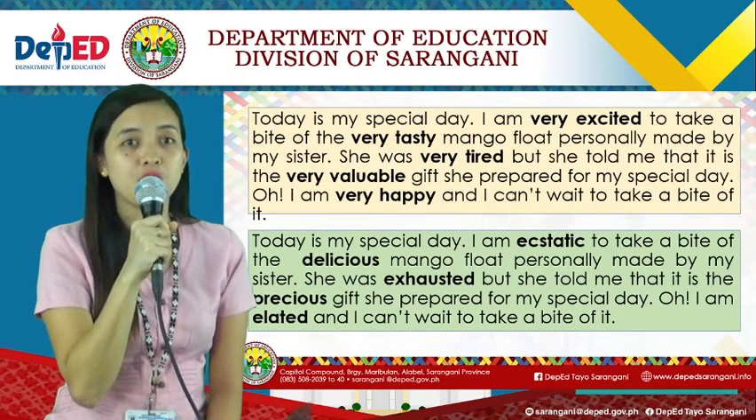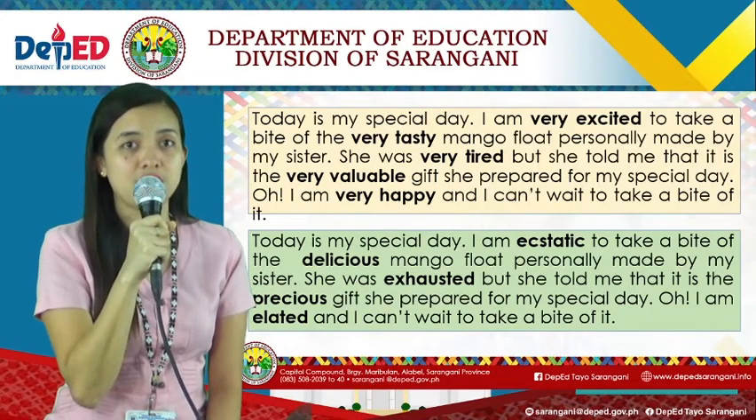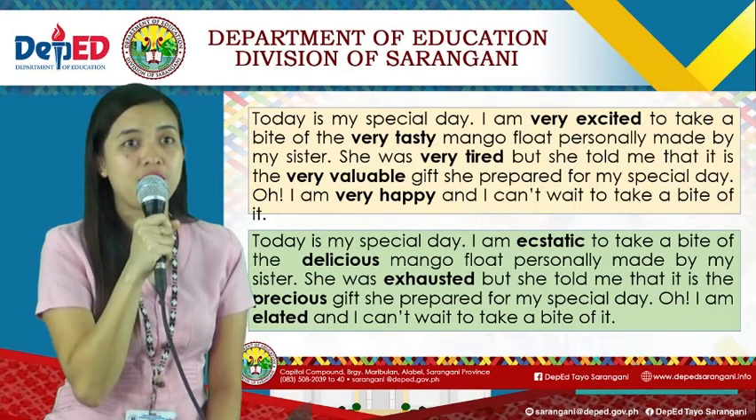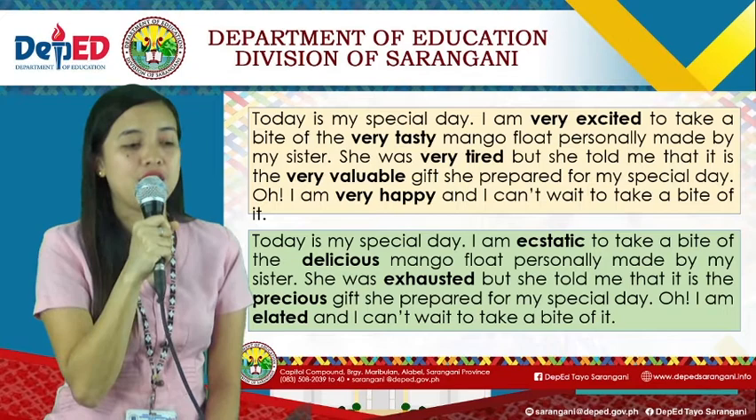Now, as you can see, these words have their similar meanings, just like very excited and ecstatic. That's correct. We have very tasty and delicious. We have very tired and exhausted. Very valuable and precious. And very happy and elated. That's right.